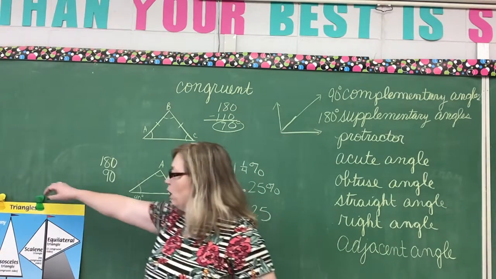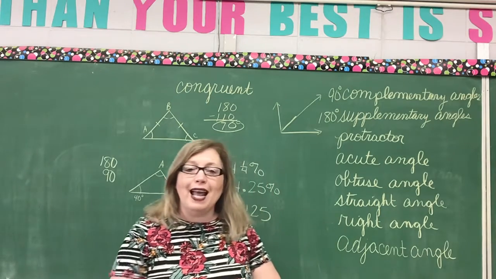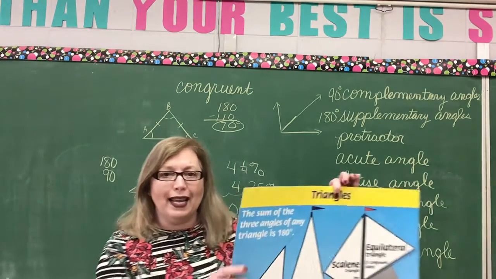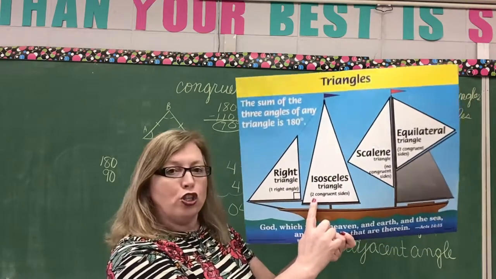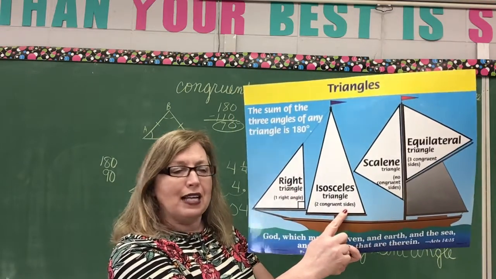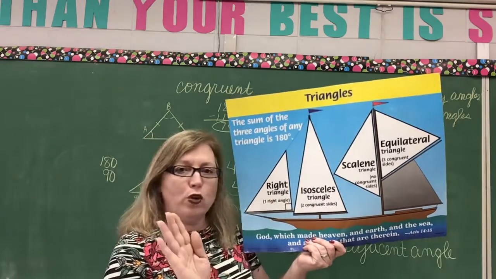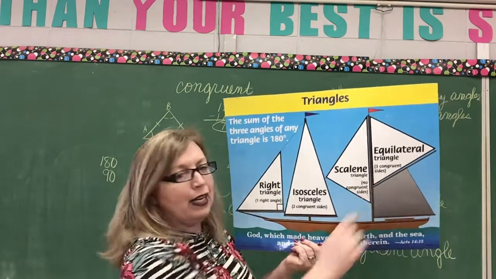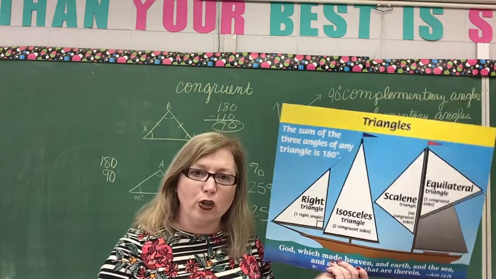Now we had four kinds of triangles today. You have a right triangle. That means it has to contain one right angle. Then we had an isosceles triangle. There are 2 congruent sides in an isosceles triangle. In a scalene triangle, there are no congruent sides. And in an equilateral triangle, all 3 sides are congruent.